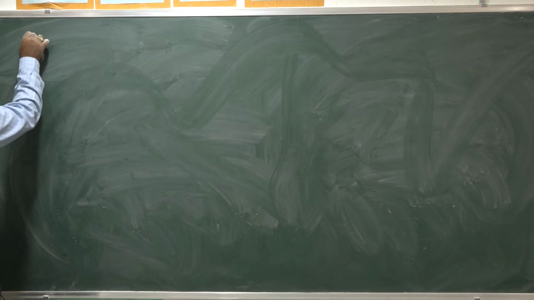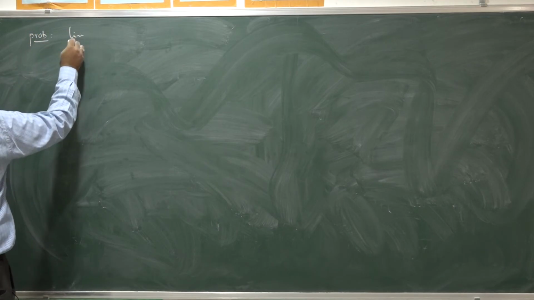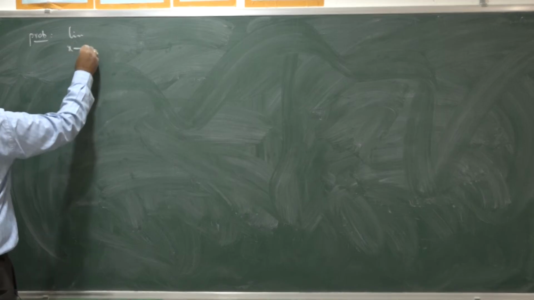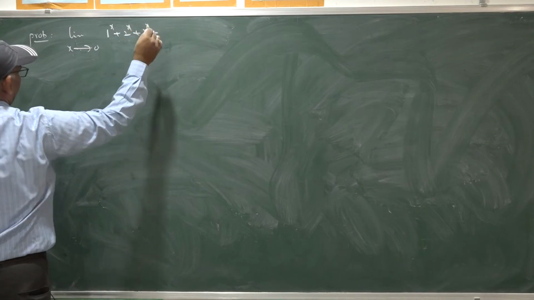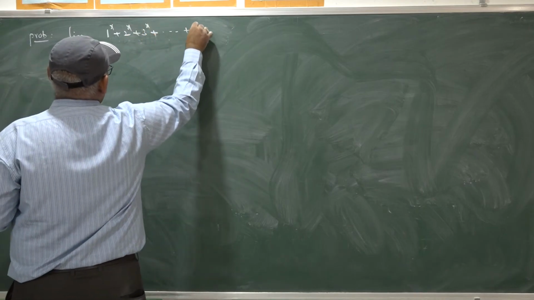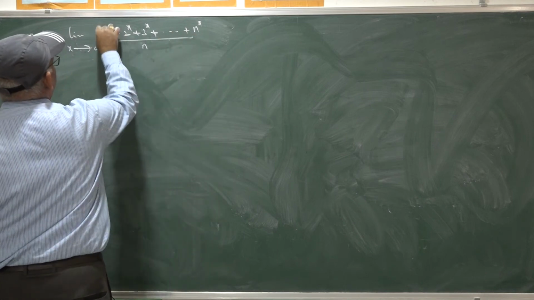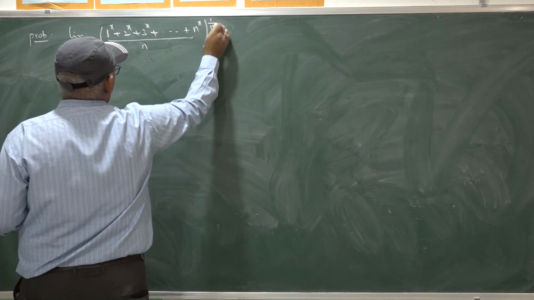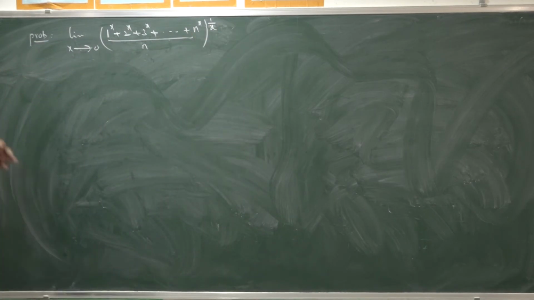Similar type problem. Limit x goes to 0, (1 power x plus 2 power x plus 3 power x and so on, n power x) by n whole power 1 by x. This is also a straight away formula.